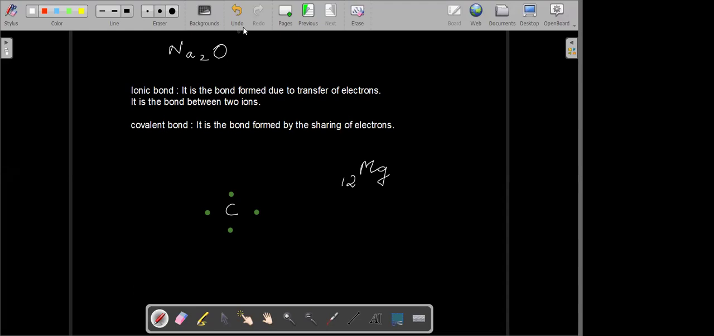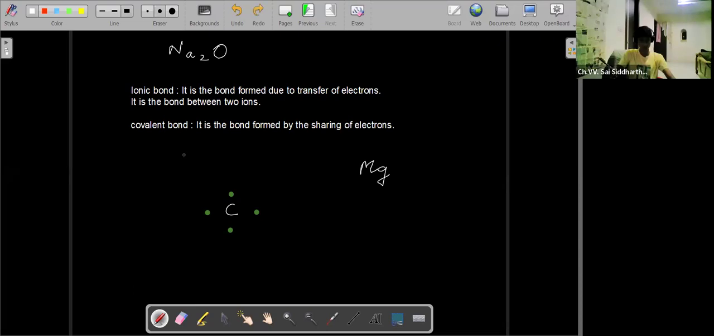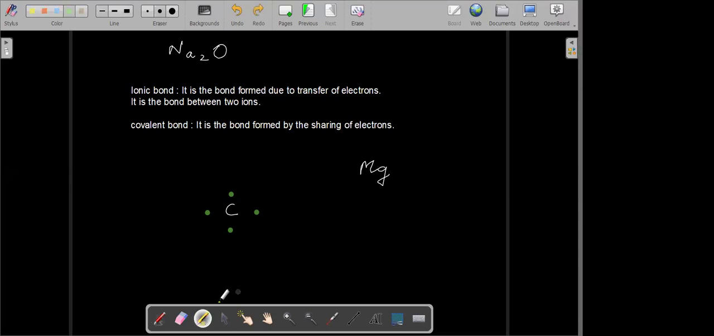So what should be the outermost electrons here? 2. So we will make here 2 electrons around magnesium. Now I can make these 2 electrons anywhere. It's my choice. I can make them like this, or I can even make them at a single place. I can make the 2 dots here with Mg written here.